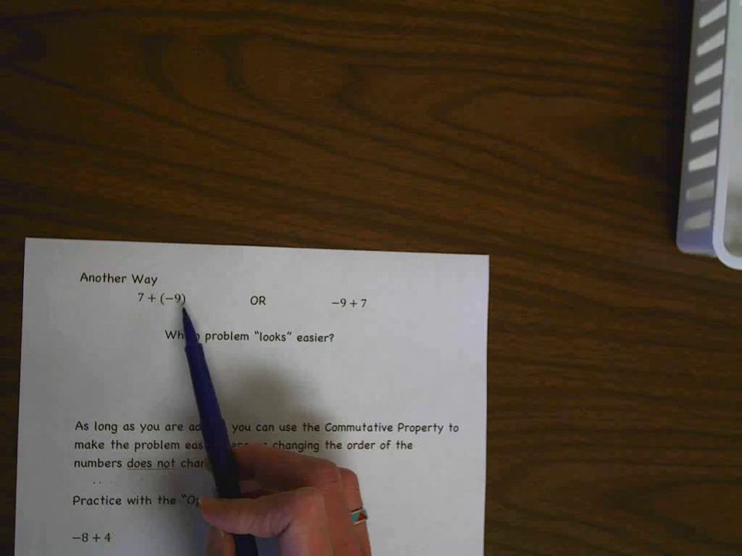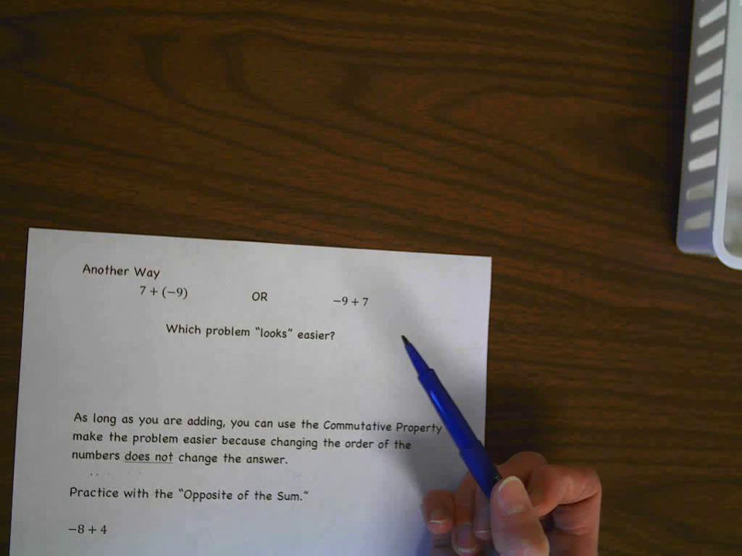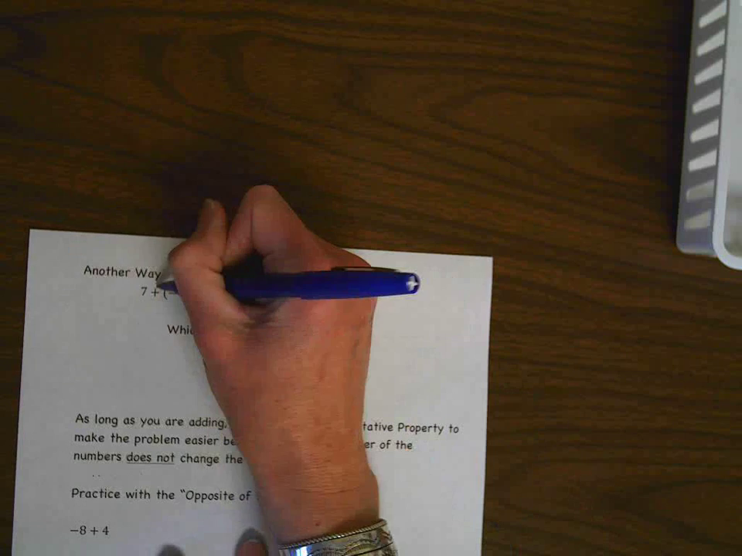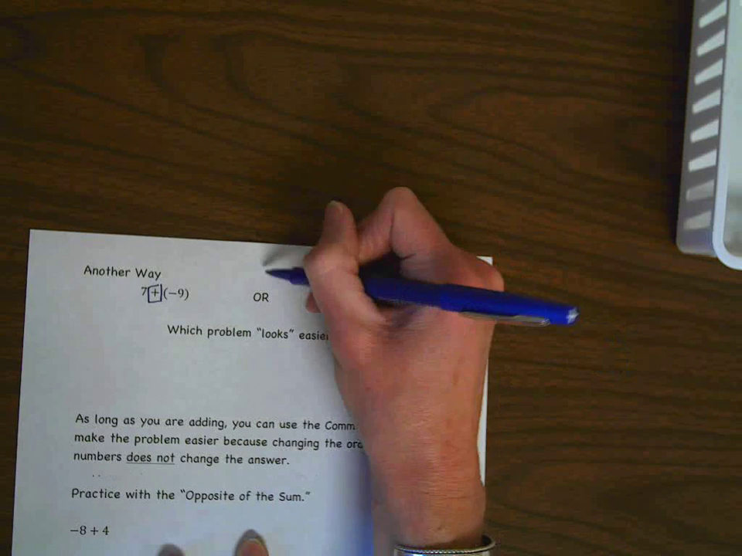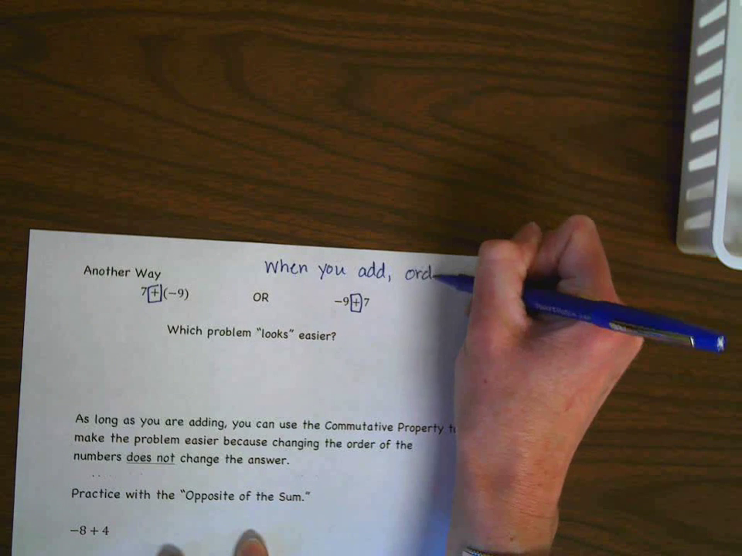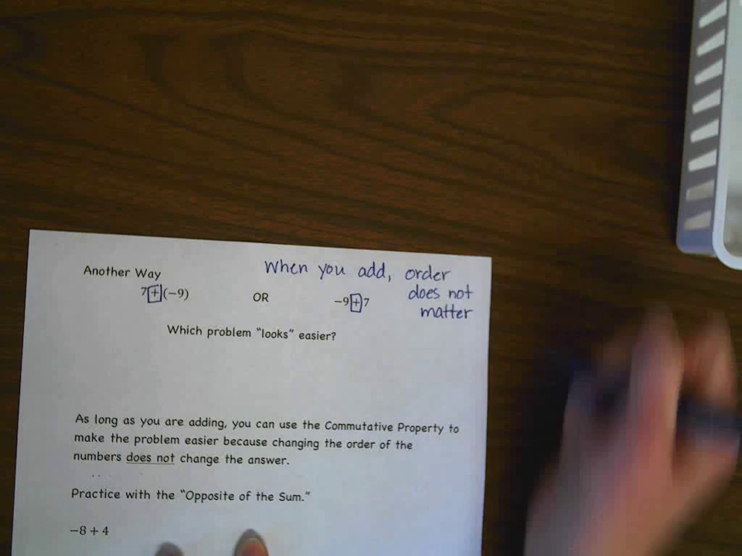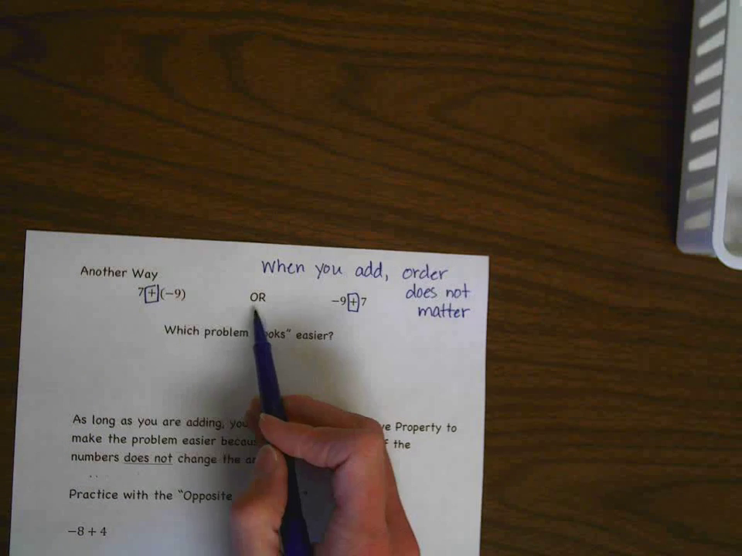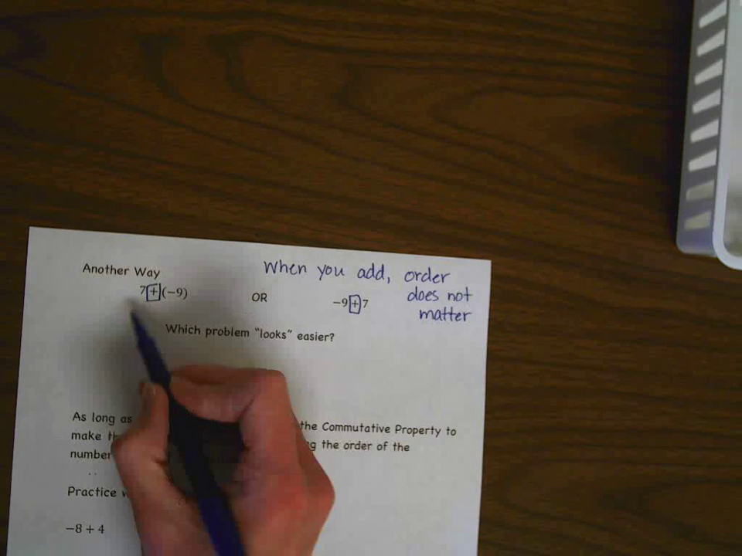All right, another way says 7 plus a -9 or -9 plus 7. Which problem looks easier? This is a personal preference. Which way do you like to see it? First of all, I need to highlight that we are adding. And since we are adding, when you add, order does not matter. There is a property that tells us that. Hopefully you can remember that property. So 7 plus a -9 or -9 plus 7 have the exact same answer. What do you think? Well, let's try it and prove it.